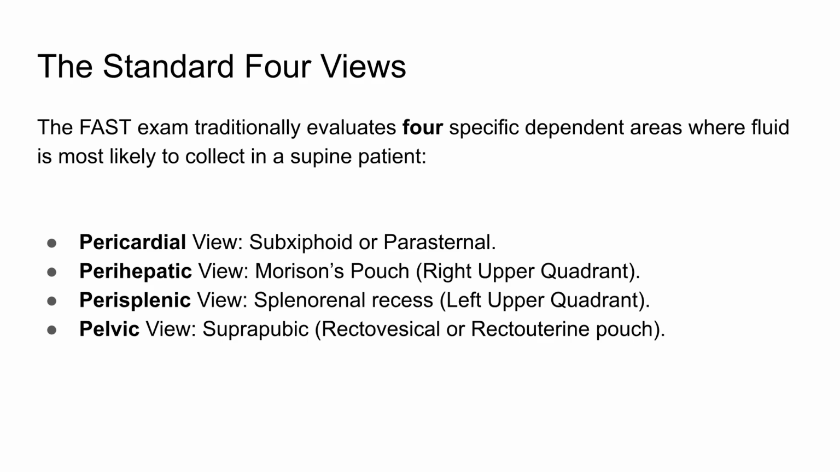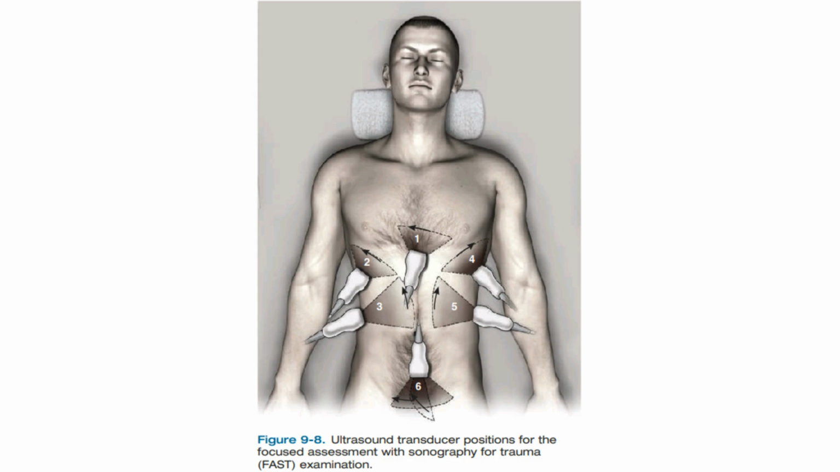The FAST exam traditionally evaluates 4 dependent areas where fluid collects in a supine patient. These include the pericardial, perihepatic, parasplenic, and pelvic views. This image illustrates the ultrasound transducer positions for the focused assessment with sonography for trauma examination.